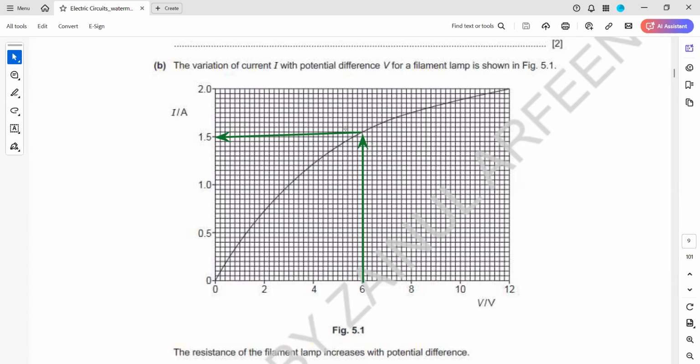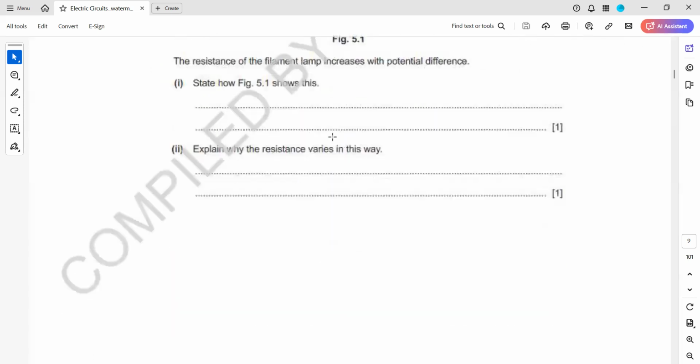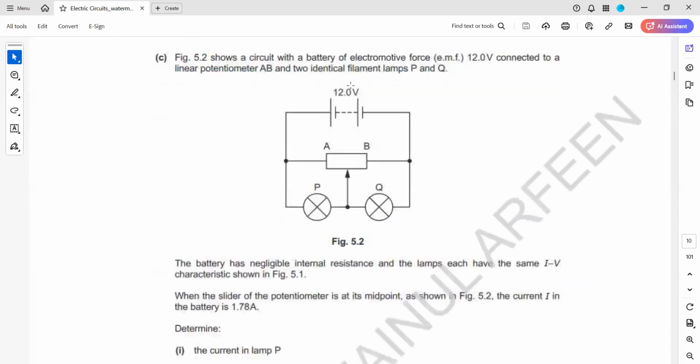The question is, what is the current? This value is there when it is 6, 1.5. Ten boxes equals 0.5, so each is 0.05. So this will be 1.55 ampere. So it means a current of 1.55 ampere will be here, passing through P.